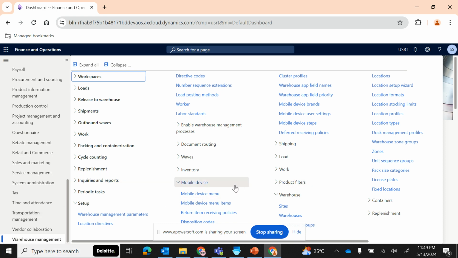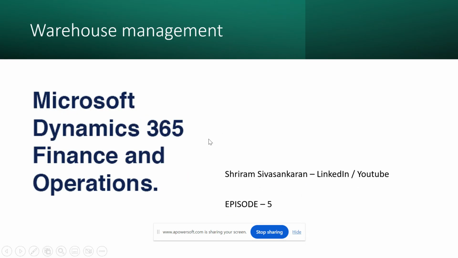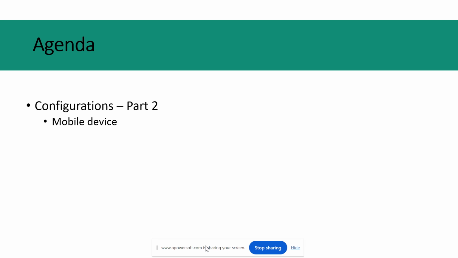Okay, so let's quickly get into this. First of all, let me share the presentation which I have made. We are right now in episode number 5, and in this episode our agenda is to continue the configurations. In part 1 we discussed the warehouse layouts, site, warehouse, and location setups, and in this episode we will be talking in much more detail about how to configure the mobile device. That's what we will be covering in this video.